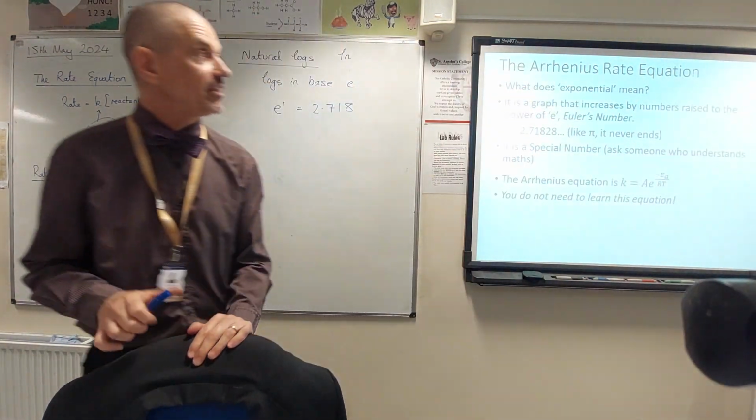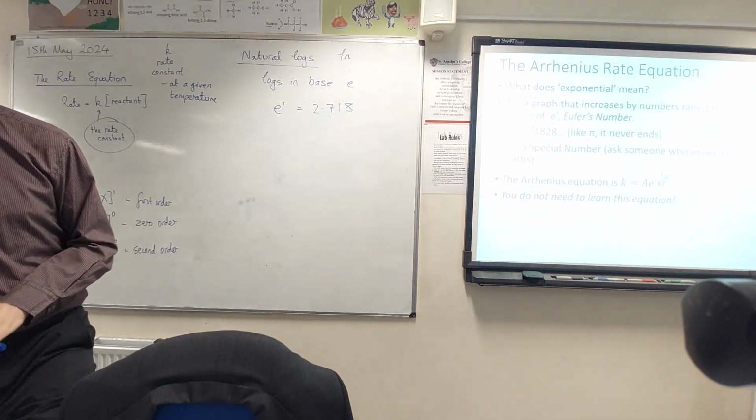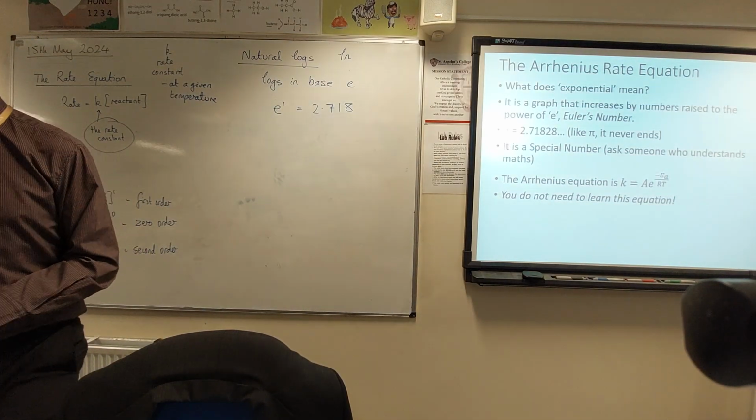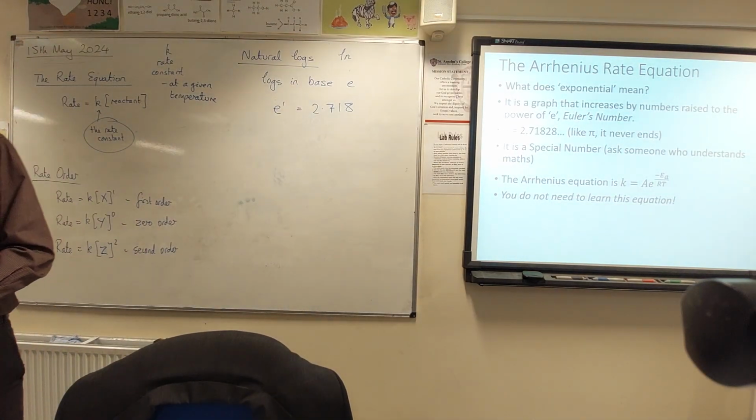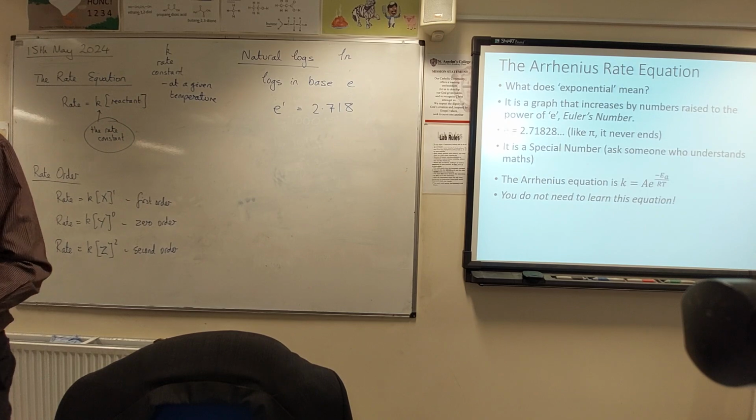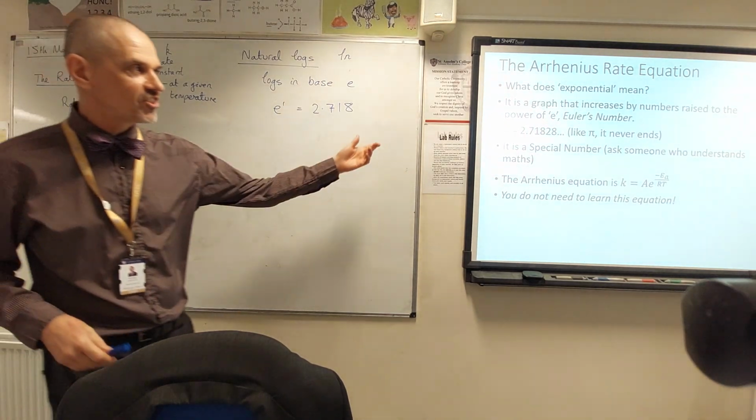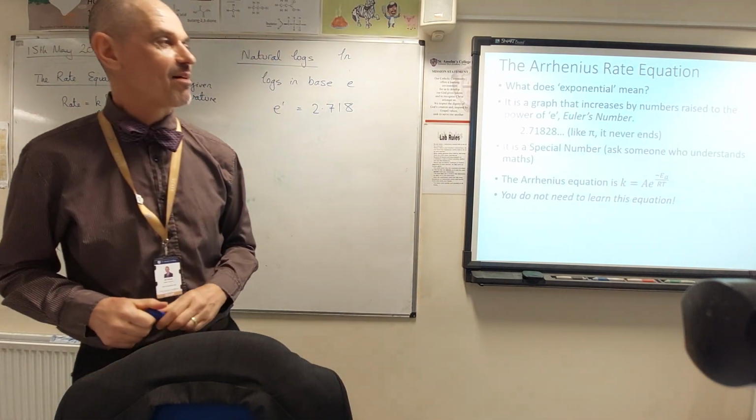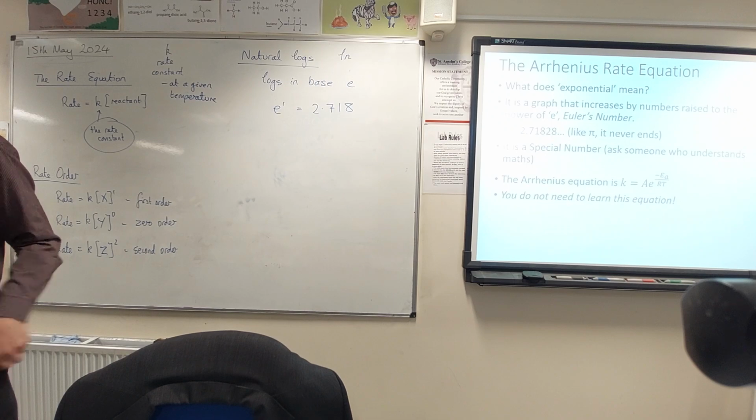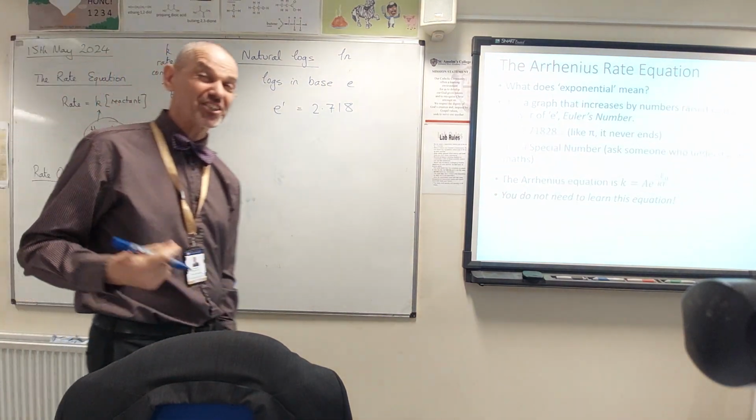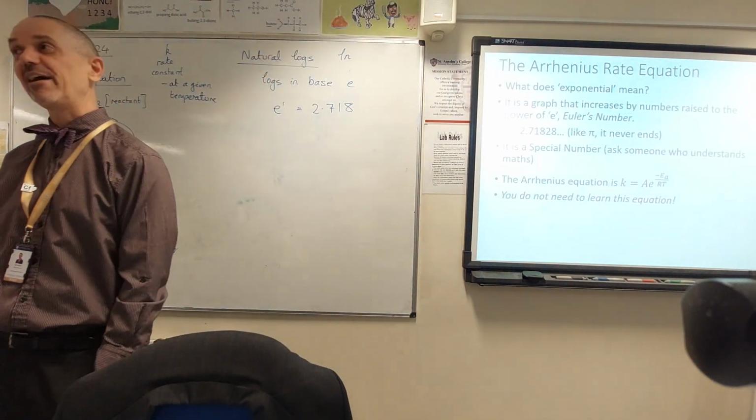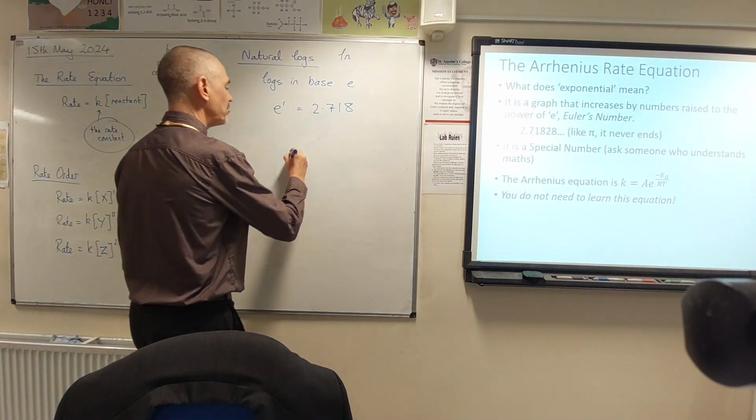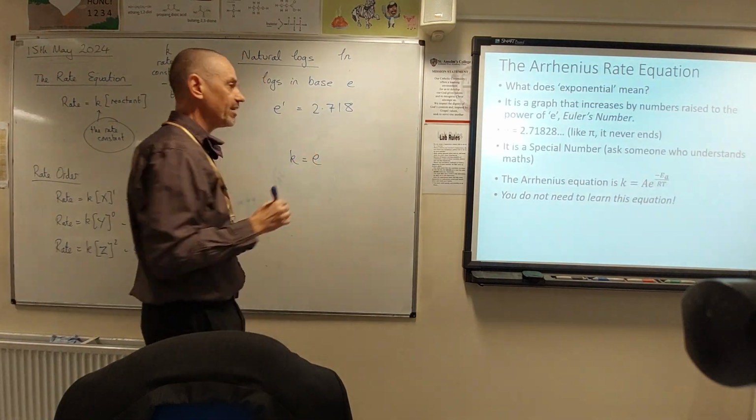Okay, so we've introduced that idea of E. E is the exponential or Euler's number, and it equals that, which isn't that important. I've just said it's a special number. What we need to know about is the Arrhenius equation. Now, the Arrhenius equation is going to be given to you in the exam, so that's a bit of a lifesaver.